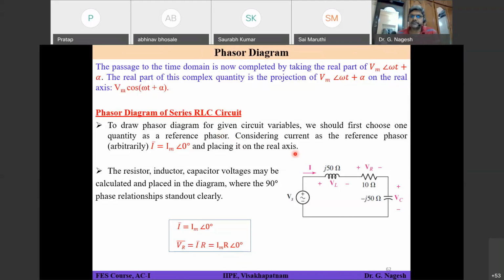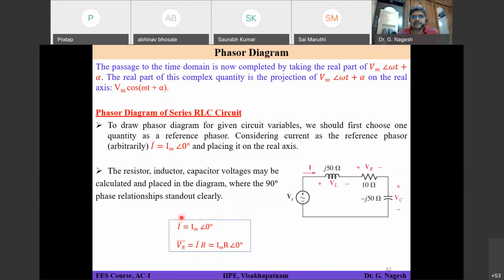Okay, considering current as the reference phasor, which is given as I equals Im at an angle of 0 degrees, and placing it on the real axis. That means I am considering the current phasor as my reference phasor. Then I will calculate the voltages within the circuit with respect to that reference, and I will plot the phasor diagram. The resistor, inductor, and capacitor voltages may be calculated and placed in the diagram, where the 90 degrees phase relationship stands out clearly. Okay, so let's see that.